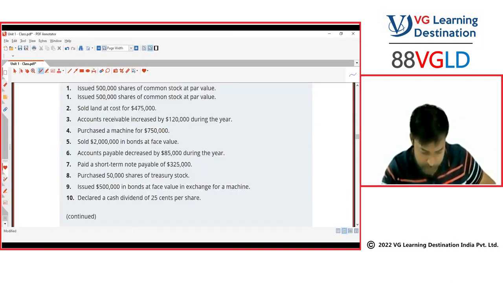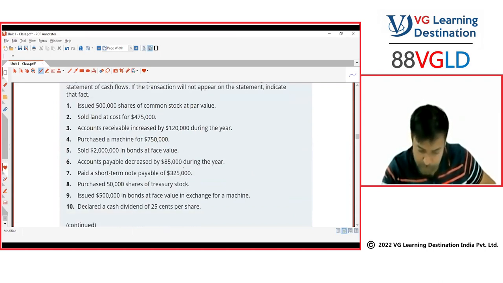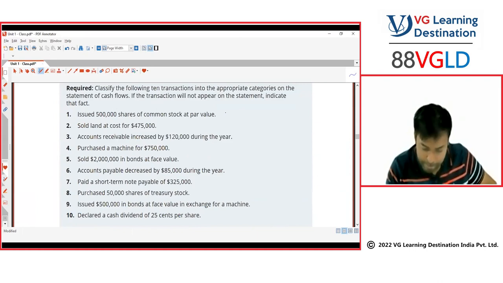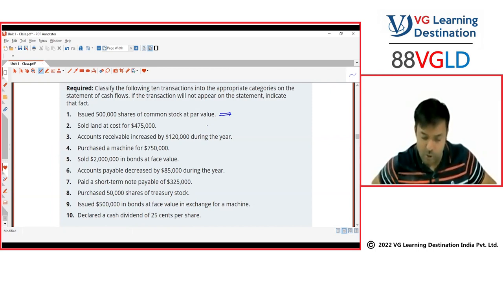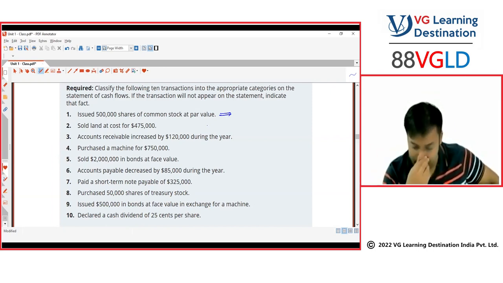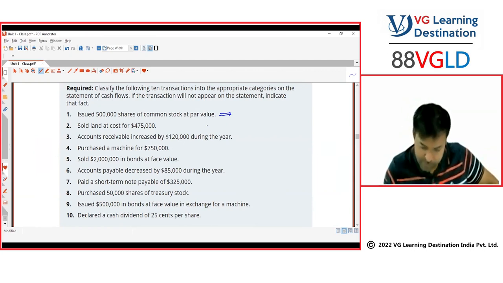Okay, let's see this now. Everyone, let's do it one by one. First activity, keep seeing and tell me what is the answer. First activity, issuance of common stock: IA, OA, FA? I'll write whatever the majority will say. Antriksh, what should be the answer? FA, very good. Because it is related with the capital structure, it is going to be FA.